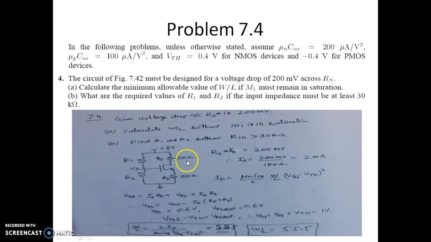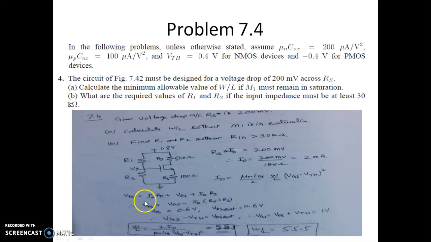Now the drain current is not directly given, but it is given that the voltage drop across RS is 200 millivolt. RS is given as 100 ohm and the drop is 200 millivolt, so naturally ID happens to be 2 milliamperes. Knowing ID to be 2 milliampere, and knowing mu n C ox, we can find VGS minus VTH.